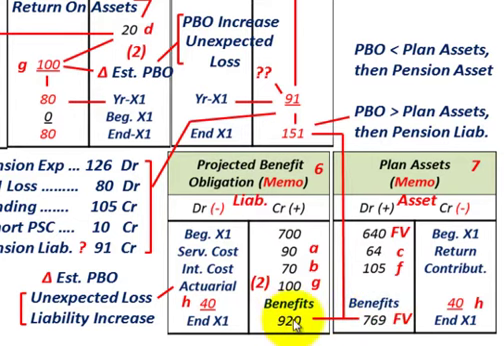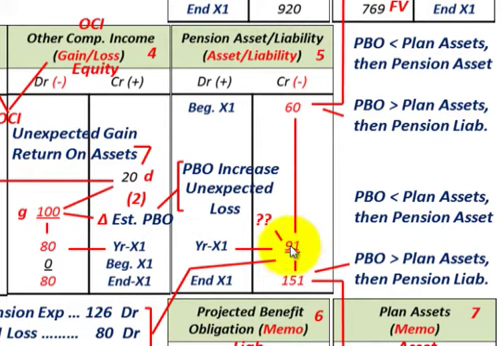So compare that with the projected benefit obligation liability here of $920,000, and you're going to come up with what you're going to need at the end of the year X1 in your pension asset and liability account: a credit or reduction to your pension assets, or increasing your liability, by $151,000. So you can see what we need here for our year X1.